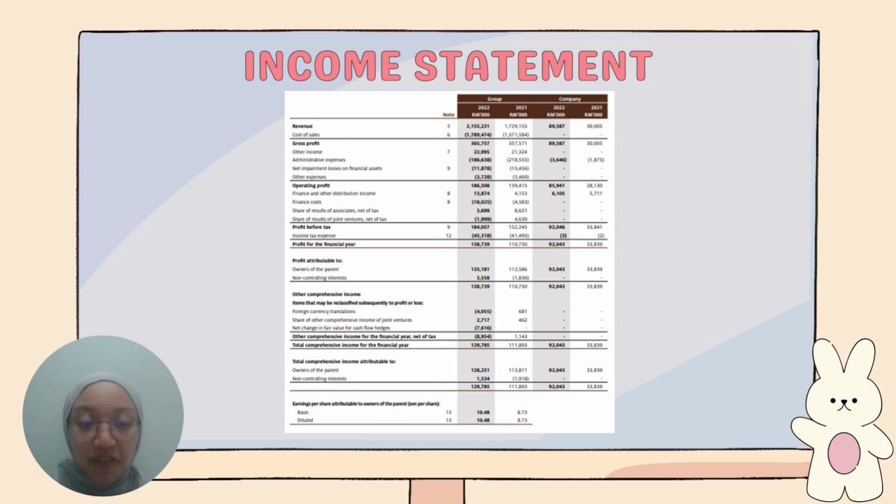Based on the data, the profit for the financial year has been increasing throughout the years in the company and also the group. The total comprehensive income for the financial year increased in 2022 for the company and also for the group. According to the data of the balance sheet, the cash flow and income statement from the latest annual report for Sunway Construction Group Berhad, we can conclude that the company has enough money to proceed with the project. That's all from me.